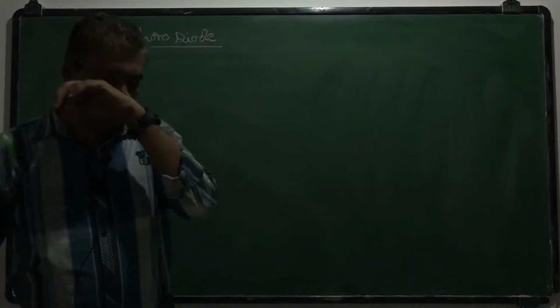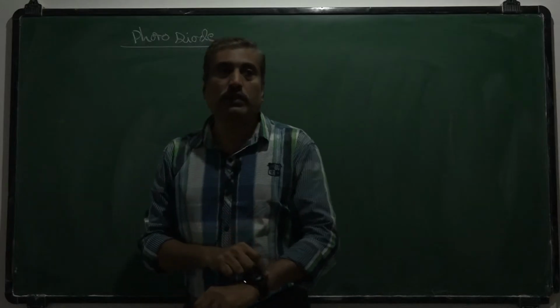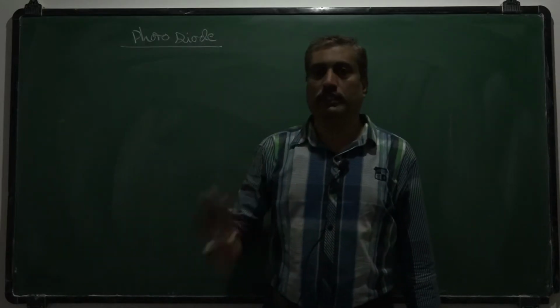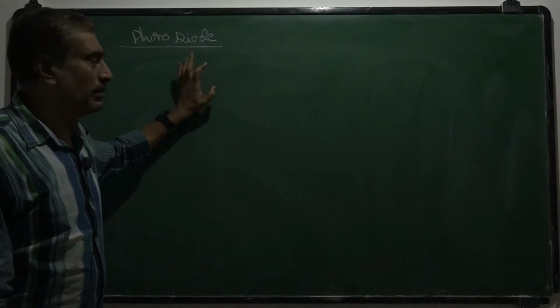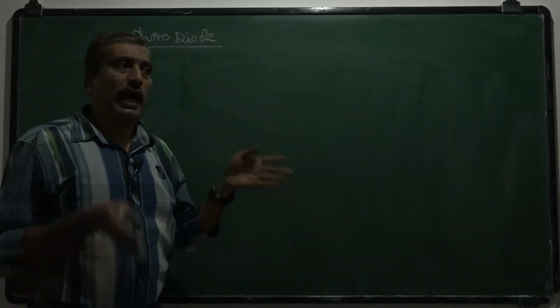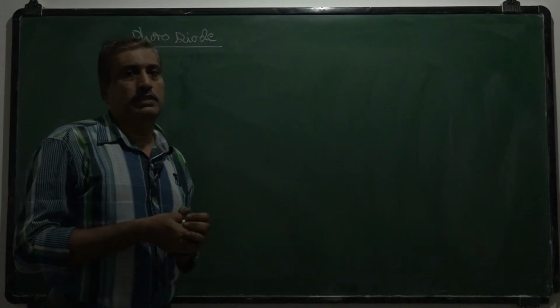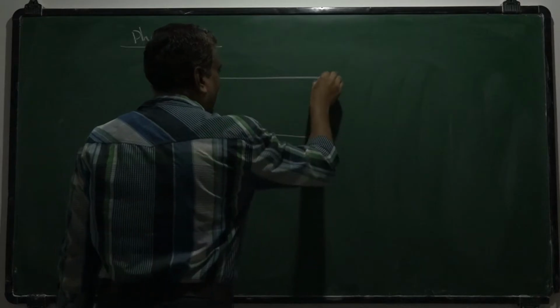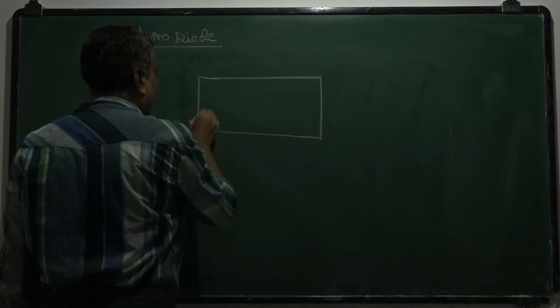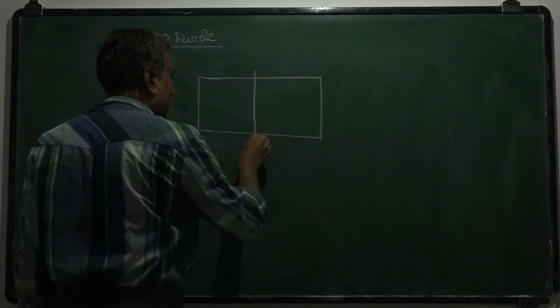First we discuss photodiode. So photodiode is essentially a PN junction diode only, but it is specially designed to work in reverse bias. So photodiode is basically a PN junction diode. As we know, in a PN junction, what happens? When a semiconductor is doped one half with P and one half with N, we get a PN junction.